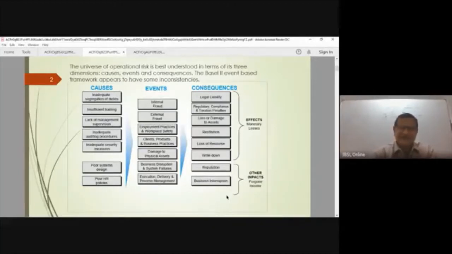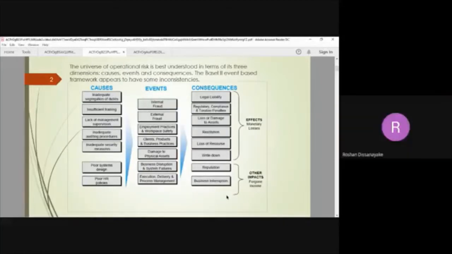Inadequate security measures. If your security measures like your CCTV, your security guards, your alarm to the nearest police stations are not in order, there is a chance a robbery will take place and you will suffer operational loss. Poor systems design. If your computer system has a lot of breakdowns, that will also result in operational losses.